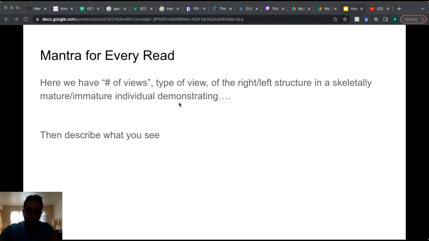Basically they're going to put some images up on the screen and ask you to read them. And right on looking at it, you should see, okay, how many views do I have? What kind of views are they? What am I looking at? What structure? What bone? And are there open growth plates? Is this a skeletally mature or immature individual?